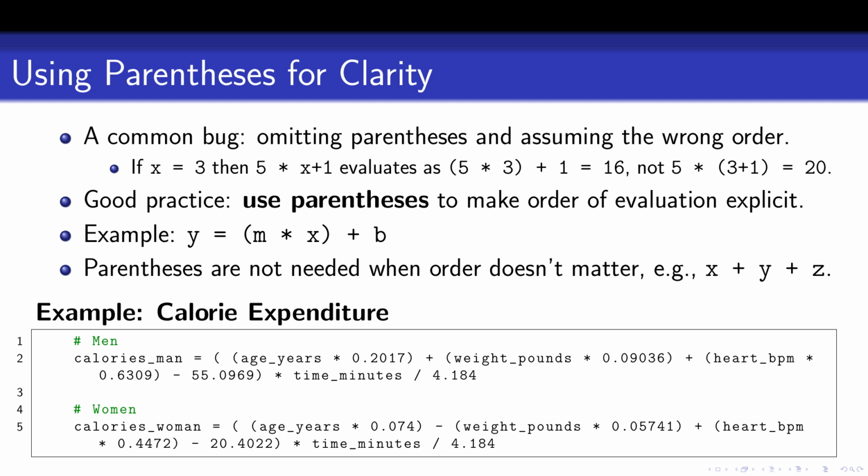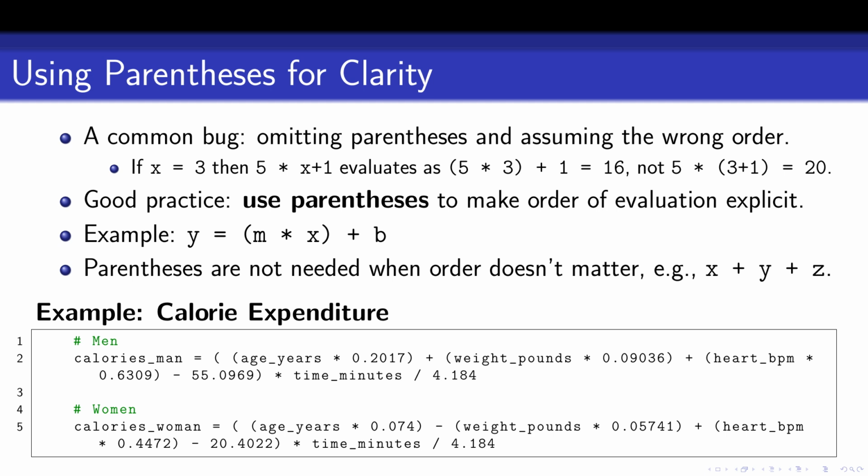Sometimes, programmers run into errors by forgetting or misplacing parentheses. For instance, if x equals 3, writing 5 times x plus 1 might look like 5 times the sum of x plus 1, which would be 20. But Python actually evaluates it as 5 times x, then adds 1, giving 16 instead. This highlights why parentheses are so important. Good practice is to use them whenever the order of operations might not be immediately clear. Parentheses improve readability and reduce mistakes.